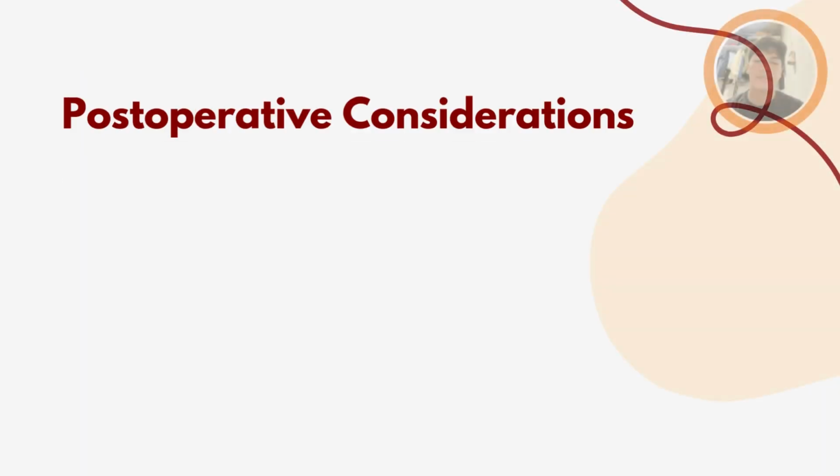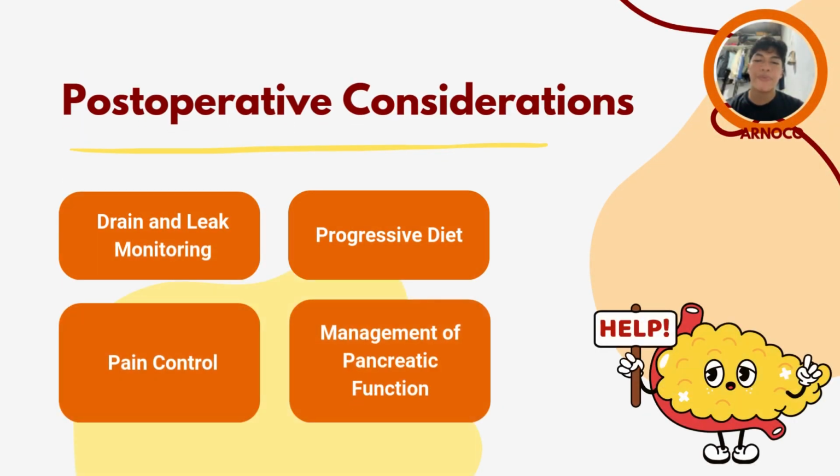After the Frey procedure, several key postoperative considerations are essential to support patient recovery and prevent complications. First, drain and leak monitoring is crucial. Nurses and the surgical team must regularly observe for signs of pancreatic leaks or abscess formation, which may present as fever, abdominal pain, or unusual drain output. Early detection can prevent severe infections and promote healing.